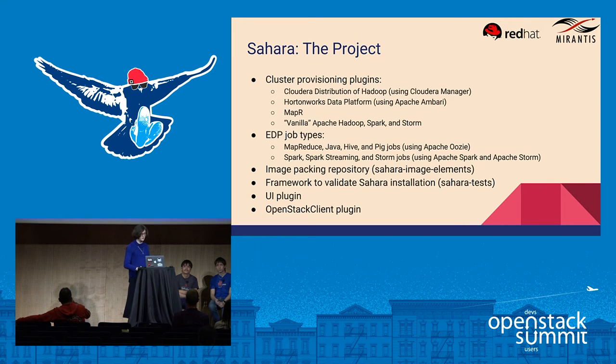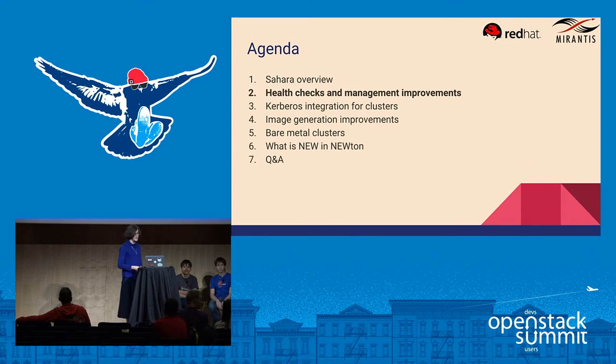We've already talked about the cluster provisioning plugins a little bit, as well as enumerated the EDP job types. We also have an image packing repository, Sahara Image Elements. We have a new framework to validate Sahara, which is now packaged and shippable to customers in its own right, which we'll be talking about in a little bit. We do have a Horizon UI plugin, as well as an OpenStack client plugin. So that's an overview of the whole project. And at this point, I'm going to turn it over to Vitaly to talk about some new features in Newton.